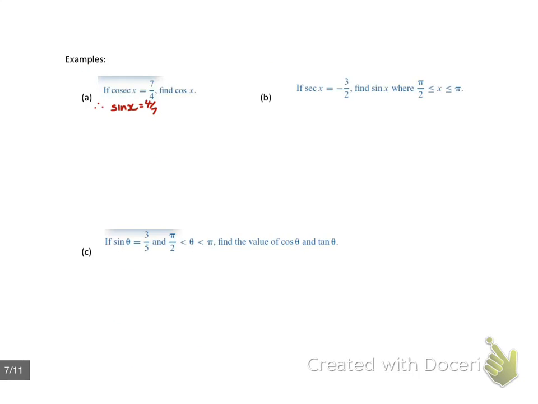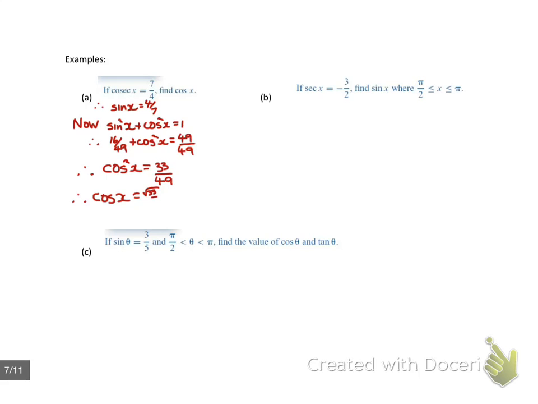If we've got cosec x equals 7 over 4, find cos x. Now remember, cosec is the reciprocal of sine, so sine x will be 4/7. And we can use the identity sine squared x plus cos squared x equals 1. So when we square sine x, we get 16 over 49 plus cos squared x equals 49 over 49, which of course is the same as 1. That gives us cos squared x is 33 over 49, and cos x is root 33 on 7 therefore, or negative root 33 on 7.